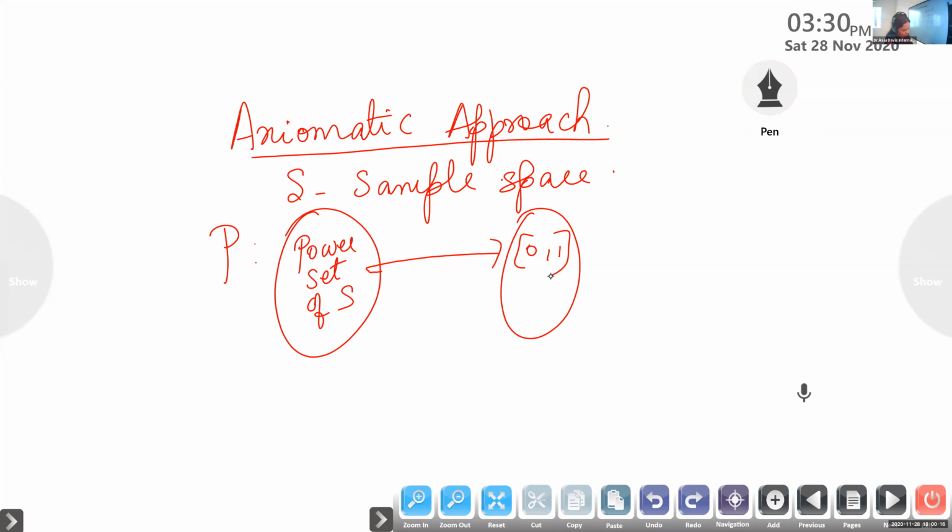Let S be the sample space of the random experiment. The probability P is a real valued function whose domain is the power set of S, and whose range is the closed interval 0, 1.